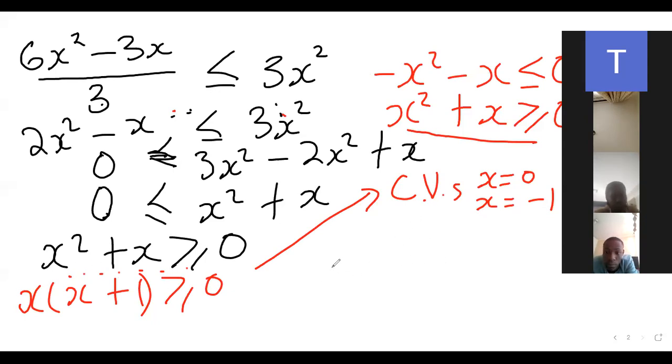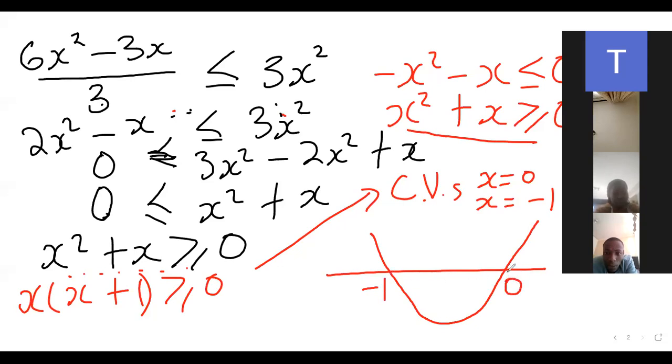Now check this out. Because my coefficient of x squared is positive, my graph is facing up. Remember, there are many methods to do this. When my graph is facing up like this, I put my critical values, minus 1 and 0. Now this sign is saying greater than. When you're saying greater than, you're asking where do we find y above the x-axis. This is a function, so greater than means above the x-axis.